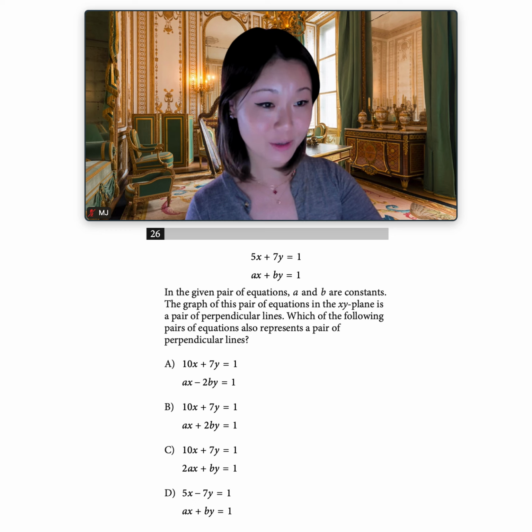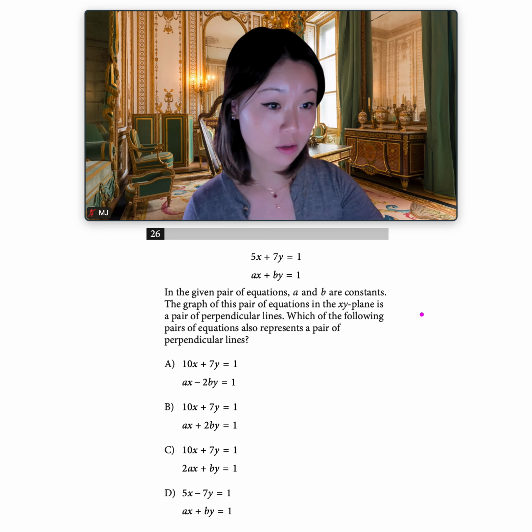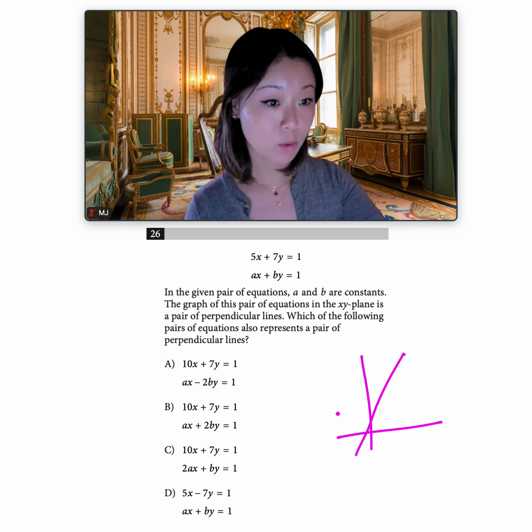Okay, let's do this amazing party of a question. So for perpendicular lines, you'll need to know that there's a special relationship between their slopes. For example, if one of my lines had a slope of 3, what would the other one look like?